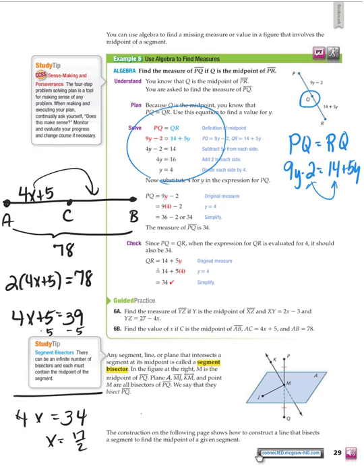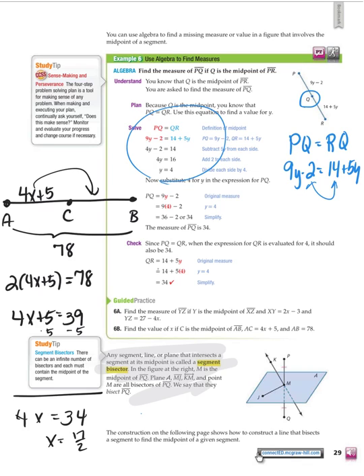Now, the next thing I want to look at down here is this term, segment bisector. This is really important. Any segment, line, or plane that intersects a segment at its midpoint is a segment bisector. Okay, so for it to be a bisector, a line, a segment, a plane, a point has to be right in the middle of that which it is bisecting.